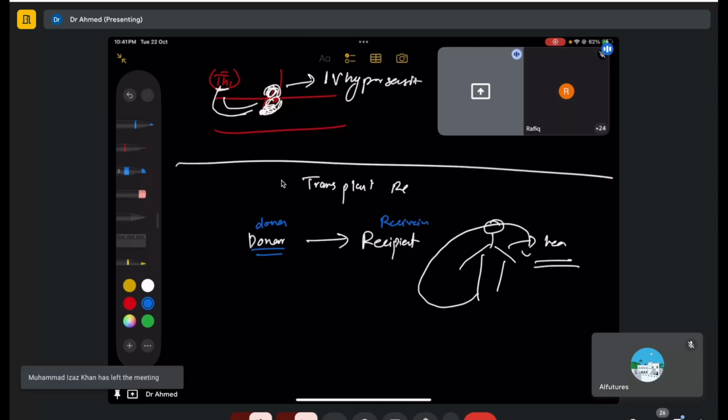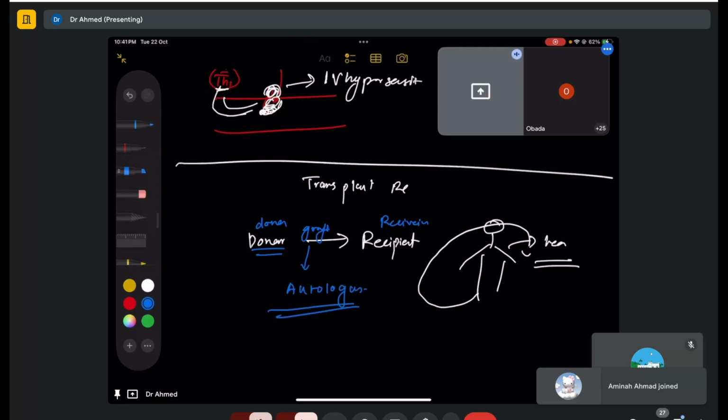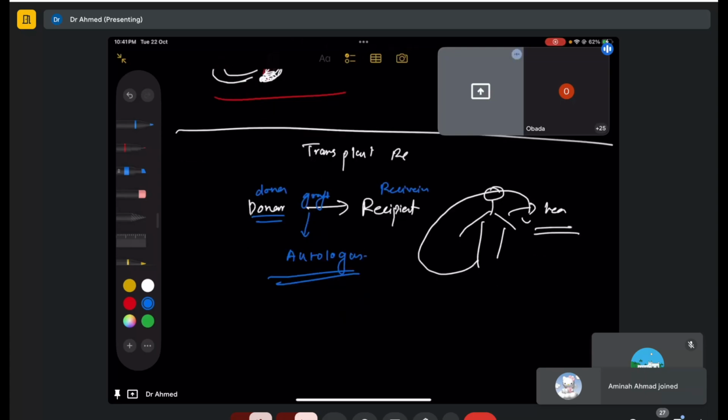Okay. So for example, if a person is having, let's suppose, some heart attack and I just take his saphenous vein and insert it back into his heart, it means both the donor and recipient are the same, right? So the donor is basically giving a graft to the recipient. It would be an example of autologous transplant. That is, the donor simply donates to itself. Are you guys getting it?